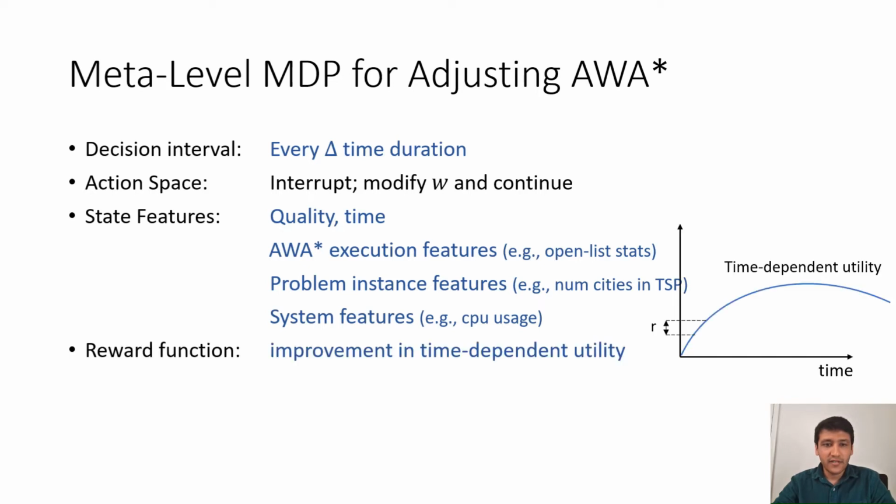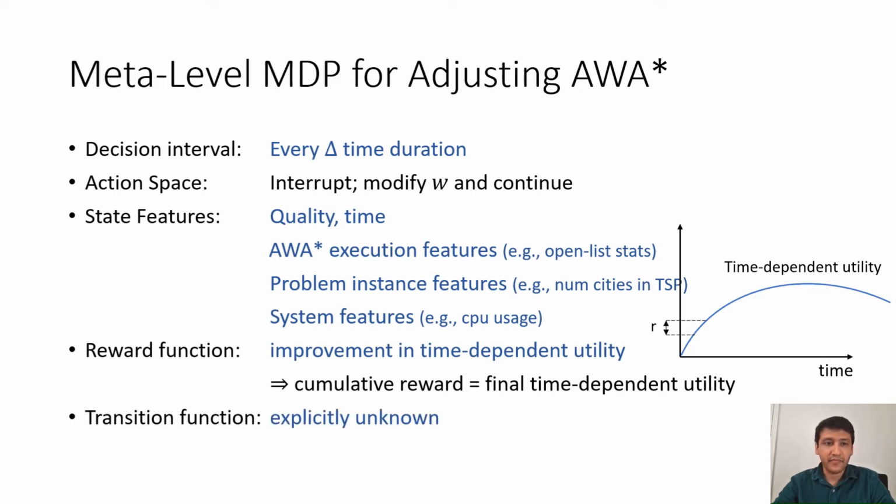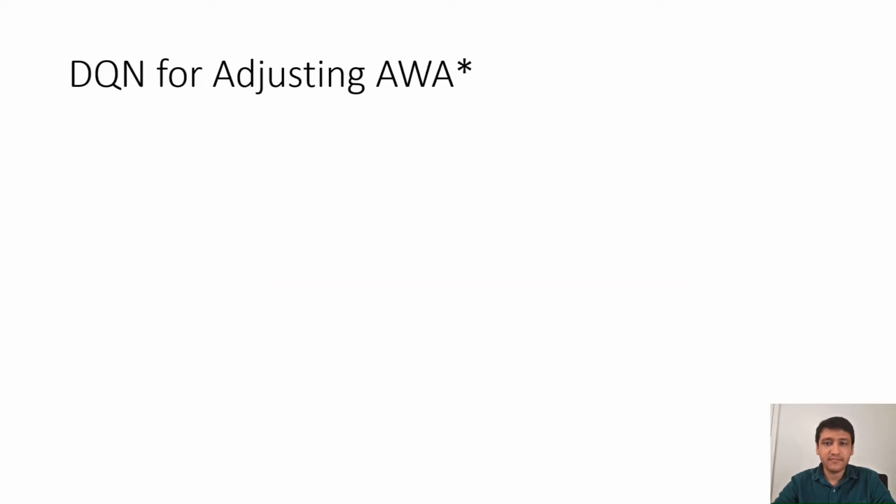The reward function is simply the change in the time-dependent utility as a result of the meta-reasoner's intervention, so that the cumulative reward equals the final time-dependent utility, which is our objective. But the transition function is not explicitly known. As a result, we need a model-free approach like deep RL. In this work, we use the popular algorithm DQN for the task.